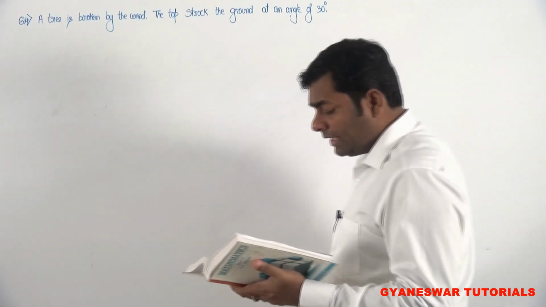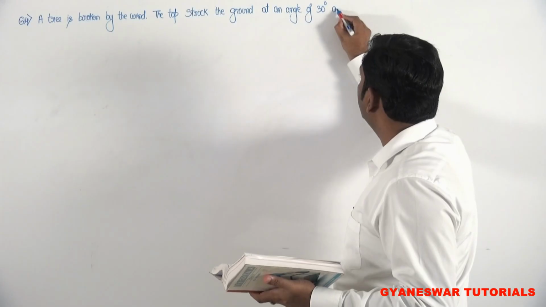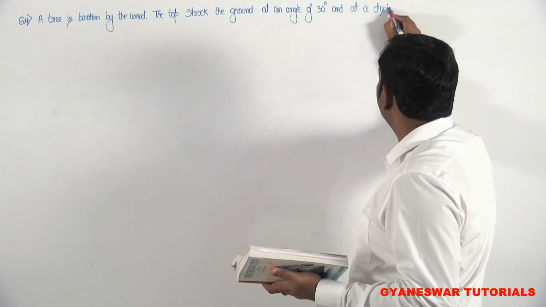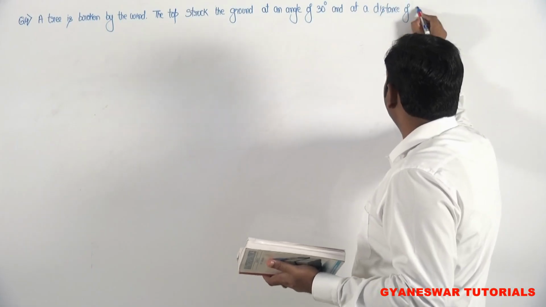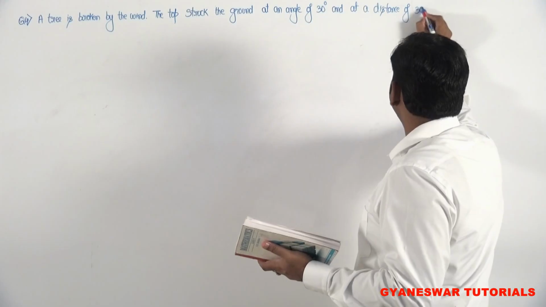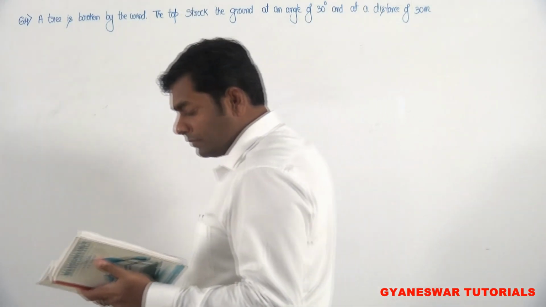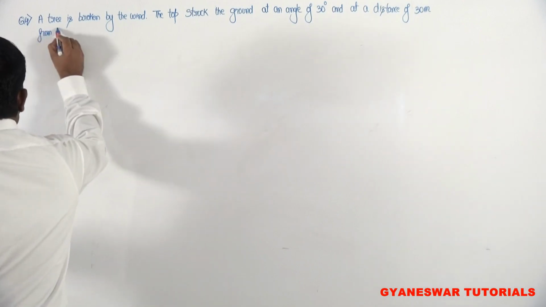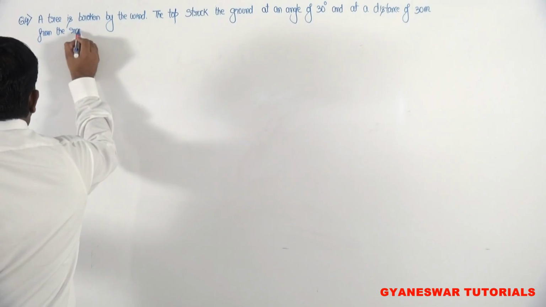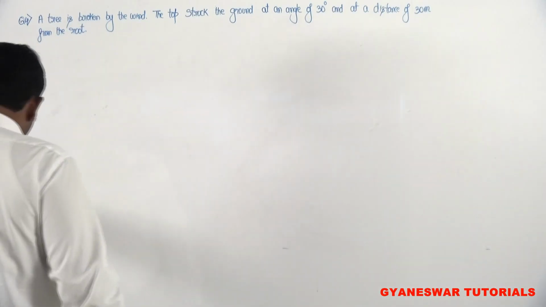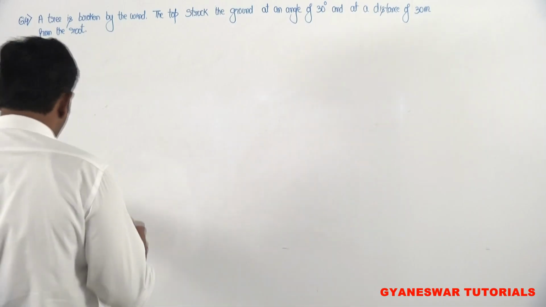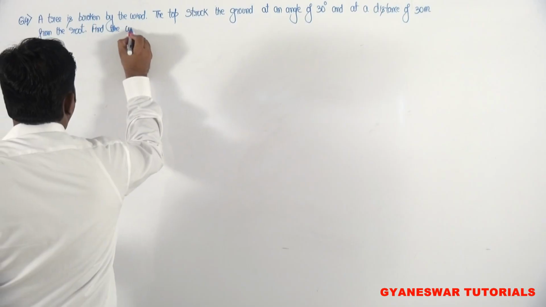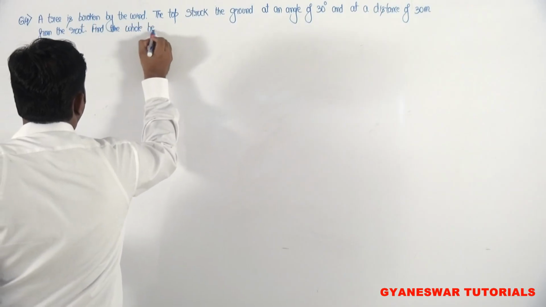And at a distance of 30 meters from the root. Find the whole height of the tree.